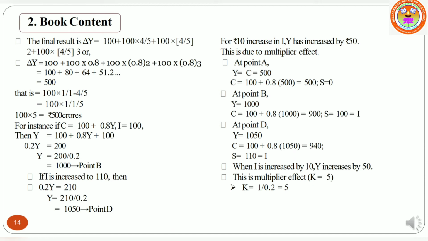So when investment is increased by 10, Y increases by 50. This is the multiplier effect. K equals 5. K equals 1 by 0.2. That means change in Y by change in I, 50 divided by 10, equals 1 by 0.2. That is 5. So K equals 5.